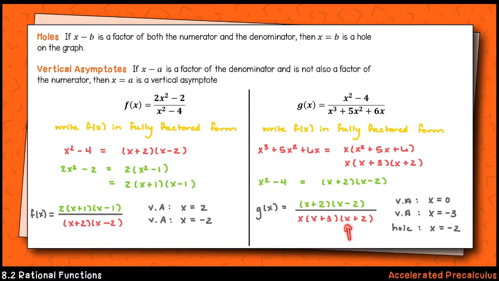And finally, x equals negative 2, which is present in the numerator as well. Assuming that x is not equal to negative 2, I could reduce this rational expression down to lowest terms. So this would be considered a removable discontinuity, also known as a hole. Overall, there are 3 excluded values from the domain of this function.